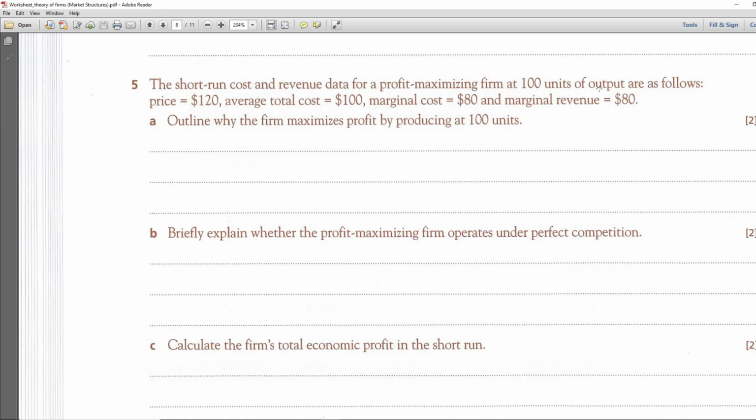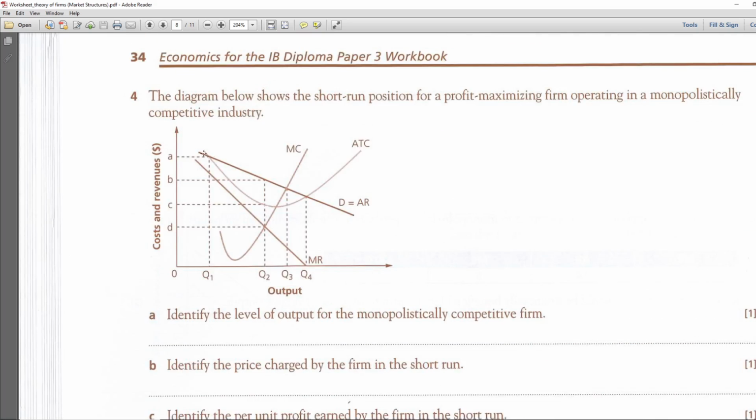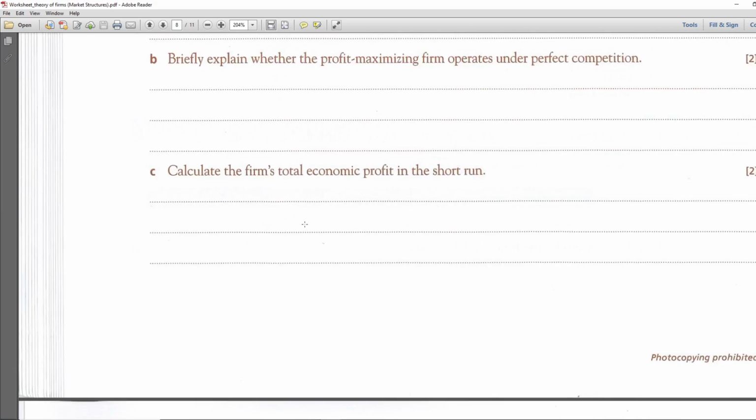So you just have to imagine those two downward sloping curves that you always see. At the same output, P right here is higher than MR right here. So yes, B. That's very good.